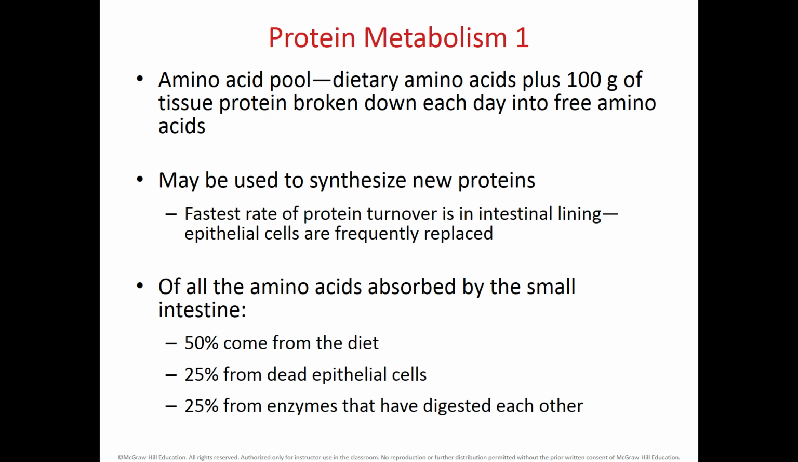Now, out of all the amino acids that are absorbed by the small intestines, 50% will come from the protein diet, 25% will be coming from the epithelial cells that die, so we recycle them, and 25% will come from enzymes that have digested each other. So our body doesn't waste the proteins coming from the enzymes, so we recycle them.